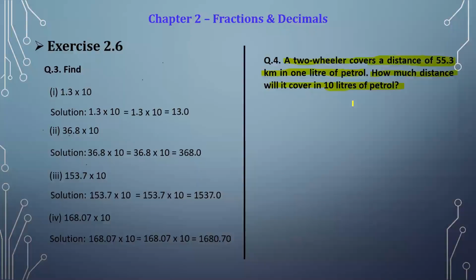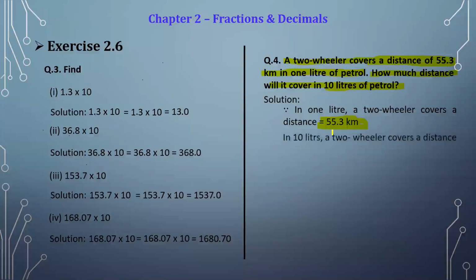While solving this, we have to consider that for 1 liter, the two-wheeler covers a distance of 55.3 kilometers, which is given in our example. Then, if you want to calculate how much distance the two-wheeler will cover in 10 liters, we only have to multiply the value of 1 liter by 10. So here the total quantity is 10 liters, so we multiply the value of 1 liter of petrol, which is 55.3. So what will be the product now?